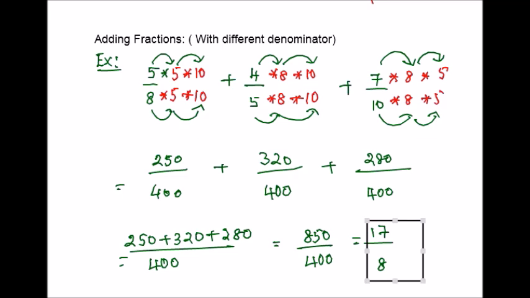I suggest you to use least common multiple method for adding the fractions, because when you get larger numbers and when the number of fractions are more, it may be somewhat difficult to use this cross multiplication method. There are chances for making more mistakes in this type. So it is always advisable to use the least common multiple method.